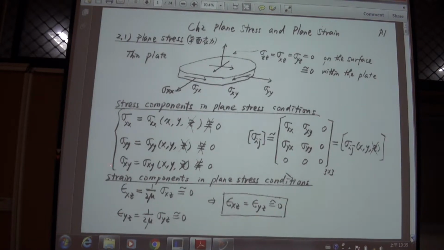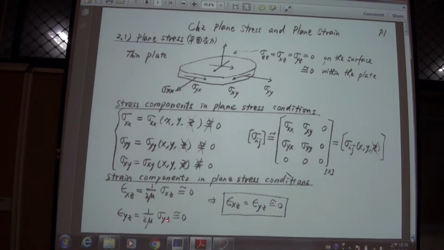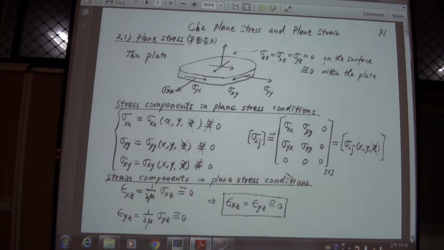Let us look at the strain components below. The strain components will have some simplification too. Why? Because the shear components sigma xz and sigma yz equal 0, and then according to Hooke's law, the shear strains epsilon xz and epsilon yz are also 0 too. So we write these two conditions here.